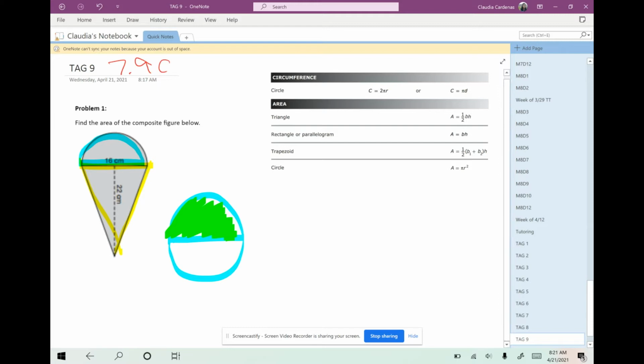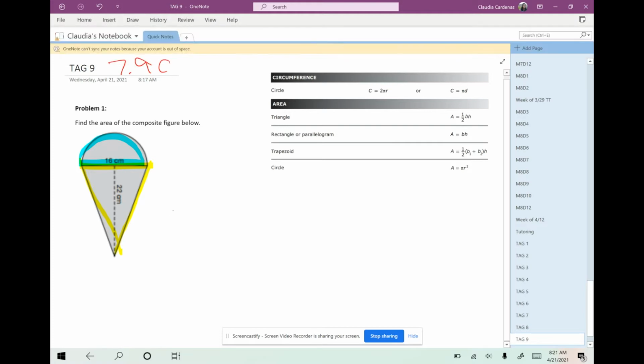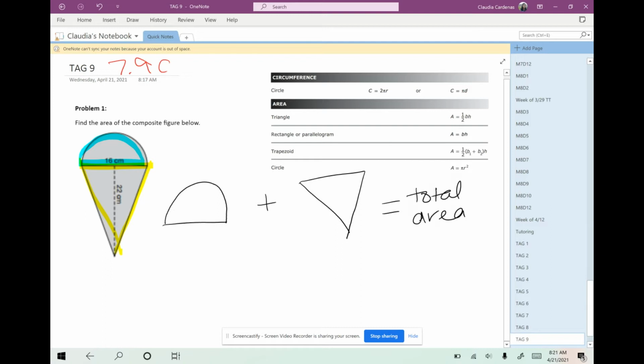Okay, so I know that my shape is composed of a semicircle and a triangle, so I will go ahead and draw this out in my plan so that I can break it up into what I'm going to do first, what I'm going to do second, and then how I'm going to add both areas up to find the total area. So here is our plan.